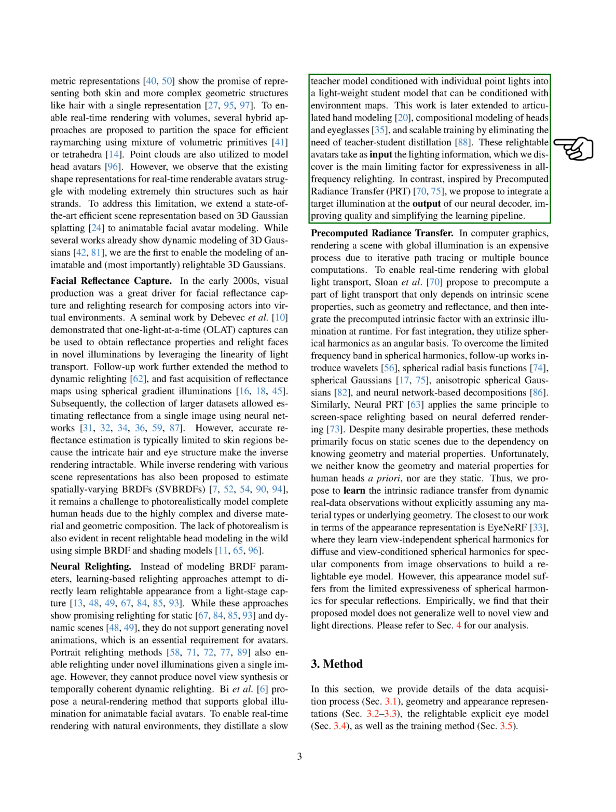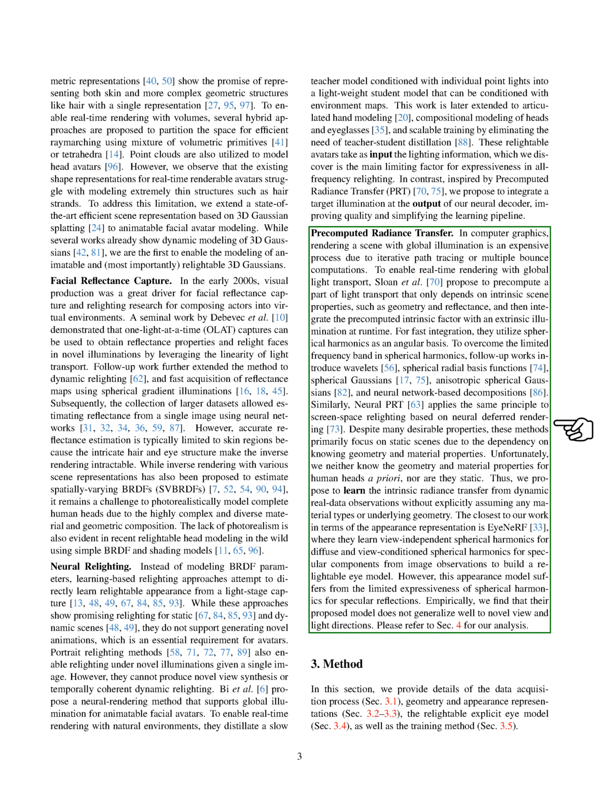These relightable avatars take lighting information as input, which we found to be the main limiting factor for expressiveness in all-frequency relighting. In contrast, we propose to integrate a target illumination at the output of our neural decoder, improving quality and simplifying the learning pipeline.